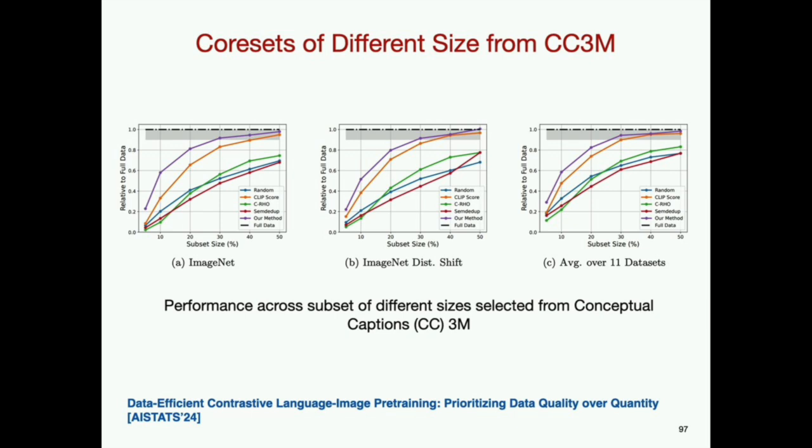The green and red lines are CRHO and SEMD-DO respectively. But we find that on a relatively clean data set like Conceptual Captions 3 million, these kinds of heuristics can't give us any further data efficiency over random subsets. And so you are forced to go for a more theoretically principled approach like CLIP-cove.